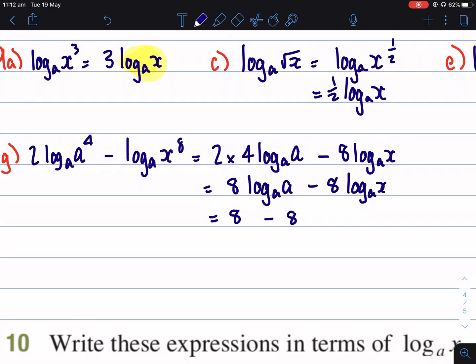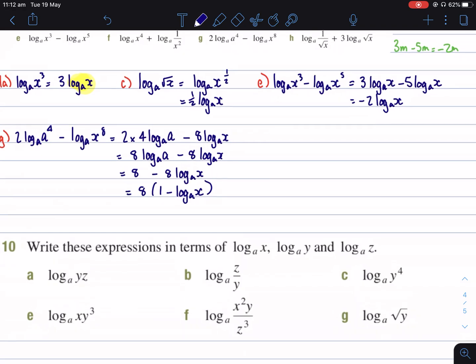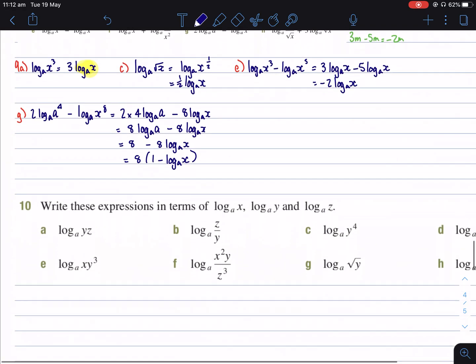And then I can't do anything to this one. I don't know if they want to factorize it, but why not? If they don't tell you, I wouldn't, but just in case. That's the last one for those.